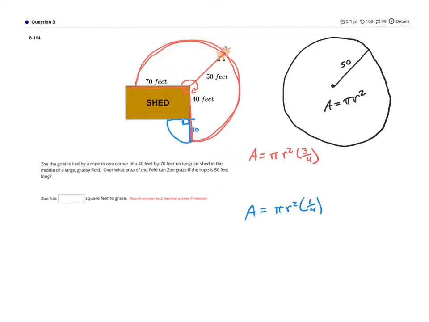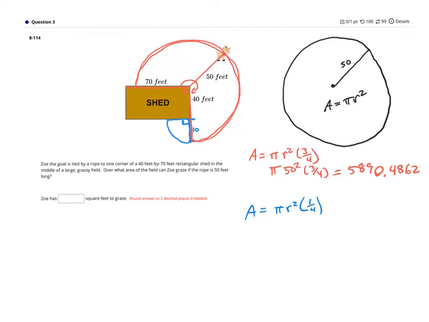So let's plug in the numbers and see what we get. In the first one, we're going to do pi times 50 squared times 3/4. So when you punch that in your calculator, you end up with 5,890.4862, and just round to 4 decimal places until you get to the very end.